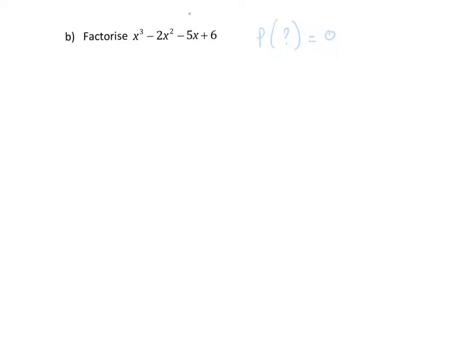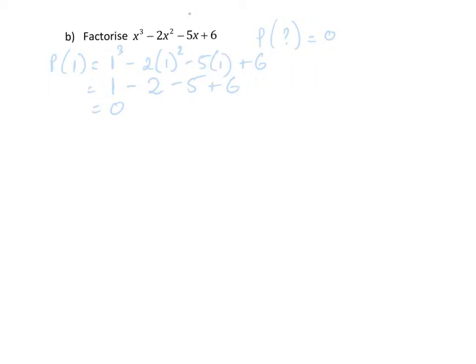Now this is trial and error. I would always start with 1, minus 1, 2, minus 2, so that I can get them out. So I'm going to just start with p of 1 and see what happens here. P of 1 is equal to 1 cubed minus 2 times 1 squared minus 5 times 1 plus 6. What does that give me? 1 minus 2 minus 5 plus 6. 1 minus 2 is minus 1, minus 5 is minus 6, plus 6. So in actual fact, p of 1 is equal to 0, which is great.